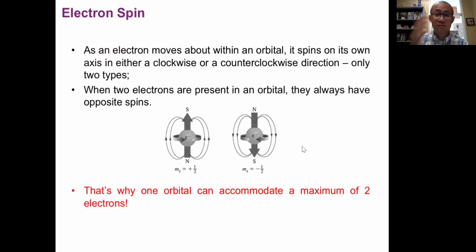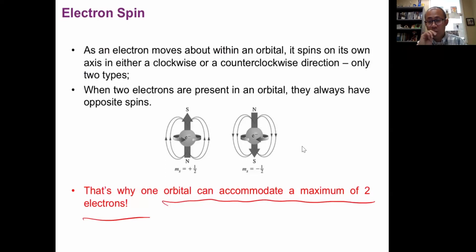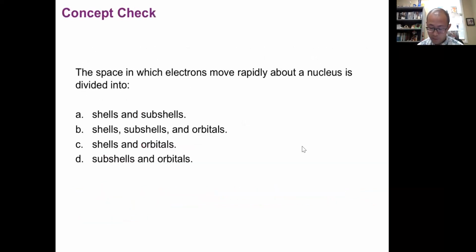A third electron would have the same spin as one of those. So that is why an orbital can only accommodate 2 electrons, because one term of those 2 electrons must be different. If electrons are in the same orbital, everything is the same except the spinning. That's called Pauli's exclusion principle. You can read more, I have a note providing it. But again, the concept is each orbital, no matter which subshell it belongs to, can only accommodate a maximum of 2 electrons.